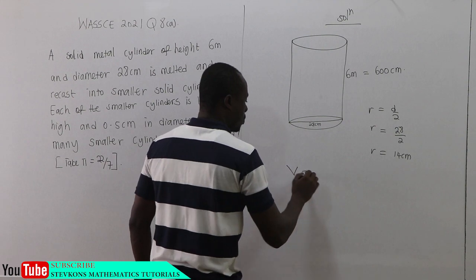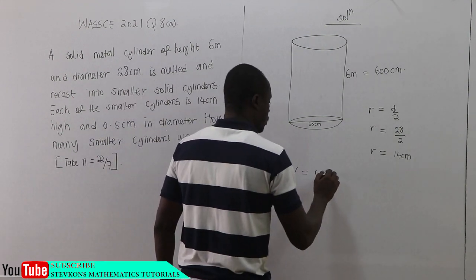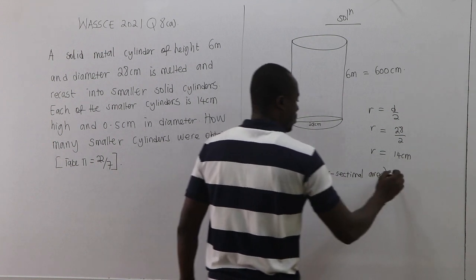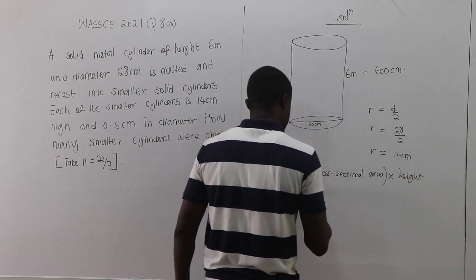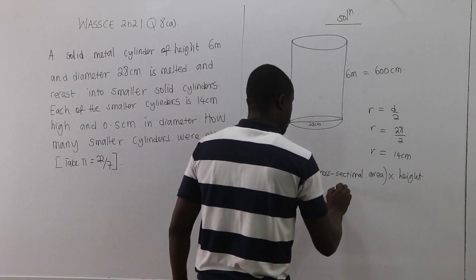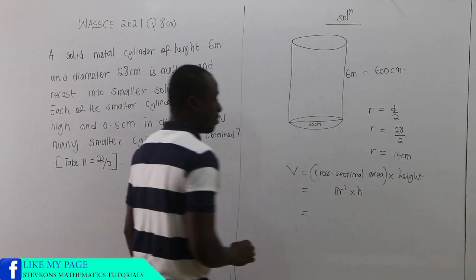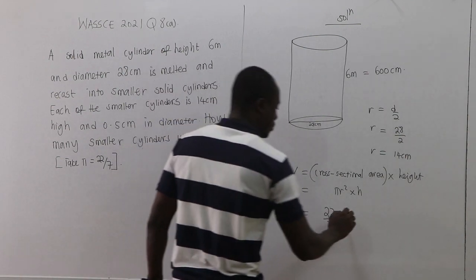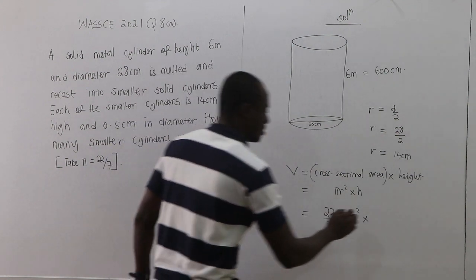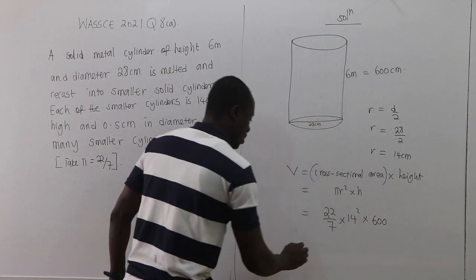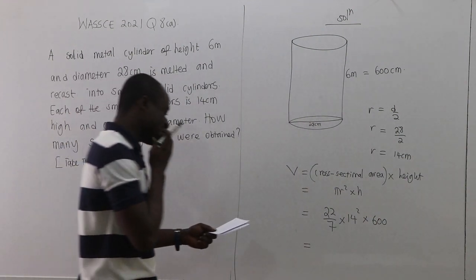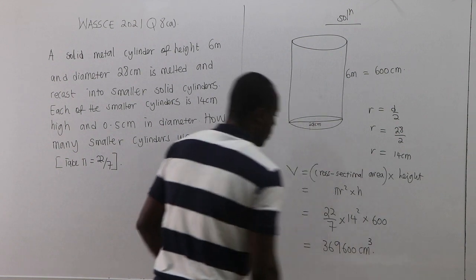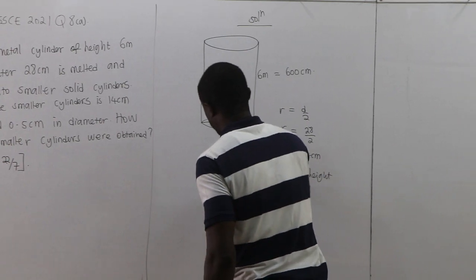Now, volume is the cross-sectional area times the height. What is the cross-sectional area? That's a circle, so we'll say pi r square h. What is our pi? We're given pi in the question to be 22/7. Radius is 14, so that is 14 square, and then the height is 600 centimeters. When we use our calculator, this gives us 369,600 centimeter cube. That is the volume of the original one.